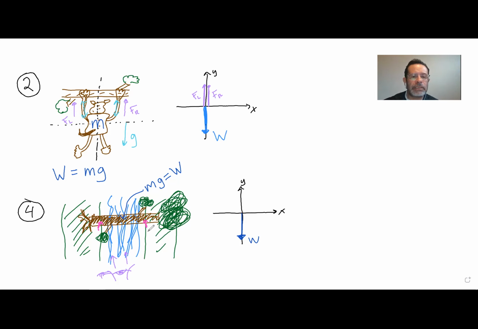So I'm going to call this one F normal right, and I'm going to call this one F normal left. And we're going to have these two reacting here. Okay. And that's going to be the situation that we're going to have there. The weight and the reaction, normal forces.